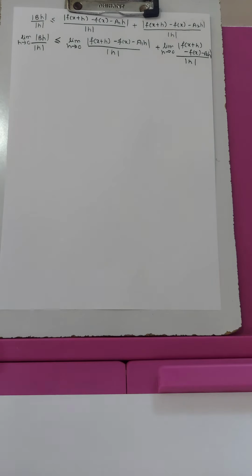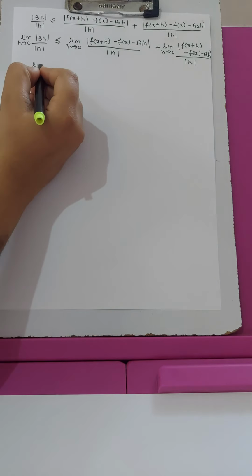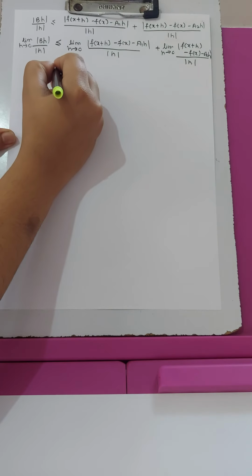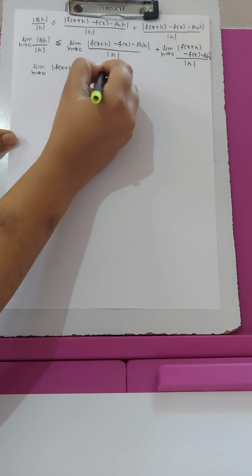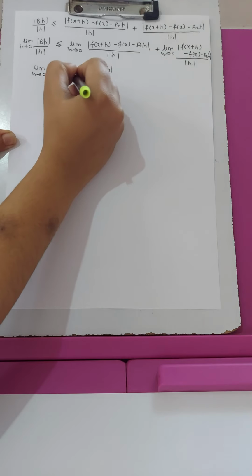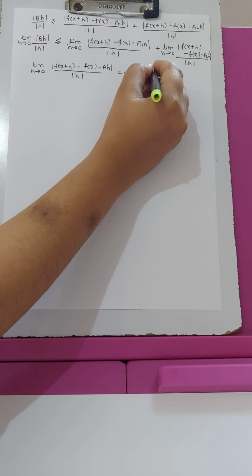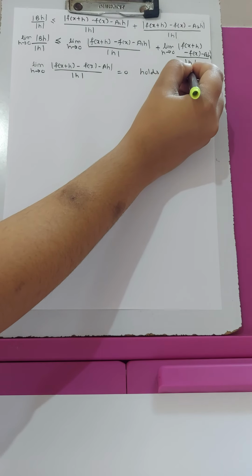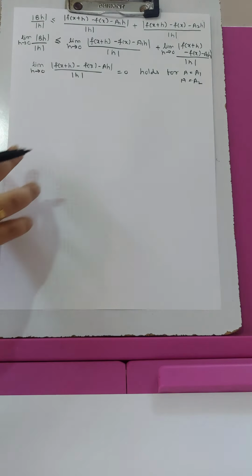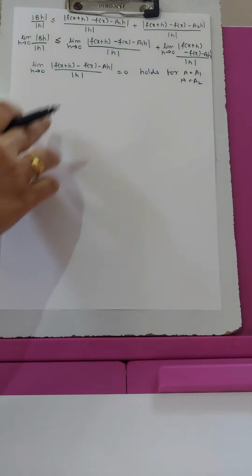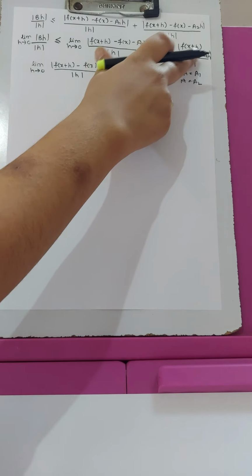Now it is given that limit h tends to 0 mod of f of x plus h minus f of x minus ah upon mod h is equals to 0 holds for a equals to a1 and a equals to a2. This statement holds for a equals to a1 and a equals to a2. Therefore from this, limit h tends to 0, this becomes 0 and this also becomes 0.